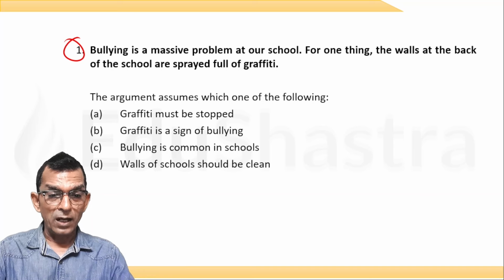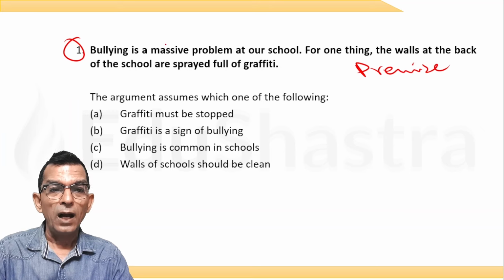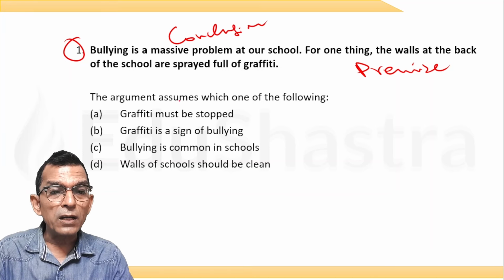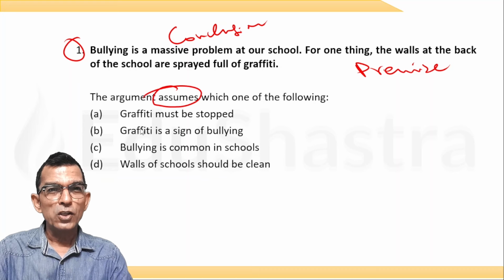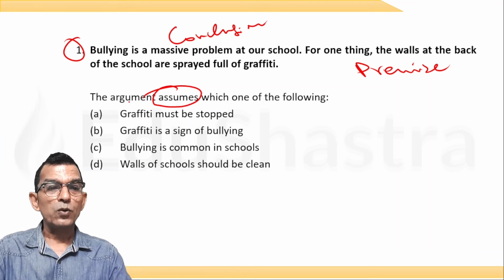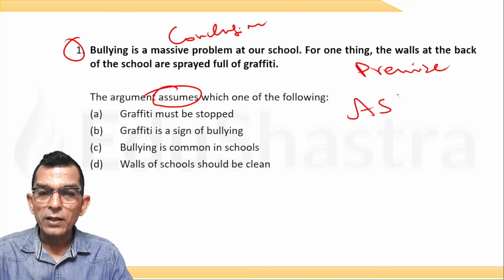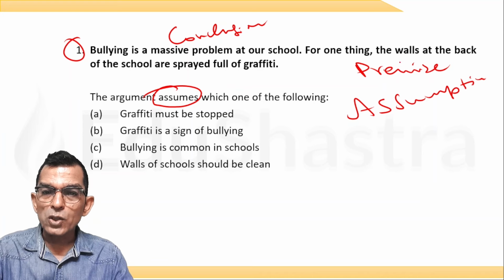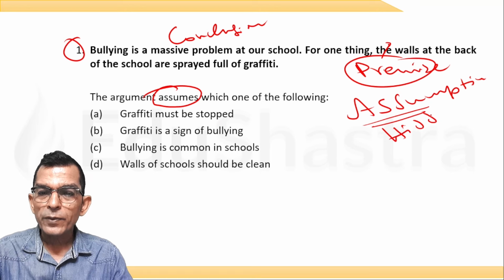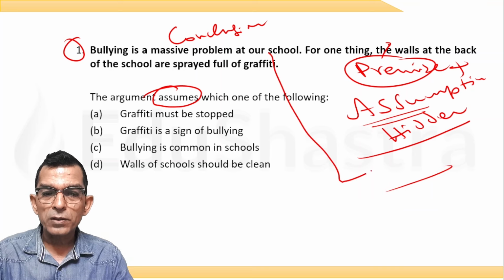Now, once you know this is the premise and this is the conclusion, what is the question? The argument assumes. So, what does the question want? The question wants an assumption. I'm simplifying the question. Though it's a long sentence, it wants an assumption. Which means there is already a given premise. This is the given premise. And there is one premise hidden. This plus this should give me this conclusion.